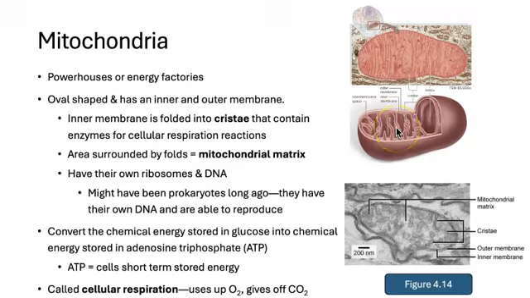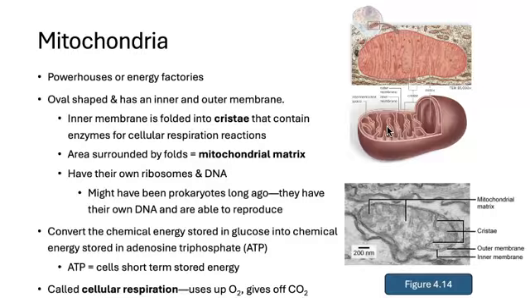They also have their own ribosomes and DNA, and we believe that they might have been a prokaryote a long, long time ago and were basically consumed by a eukaryotic cell. So they do have their own DNA and they are able to reproduce. And so through some of their respiration reactions, they're going to be able to convert chemical energy stored in the glucose molecules into chemical energy, which will be stored in ATP, also known as adenosine triphosphate. This is essentially our energy currency inside of the cell.